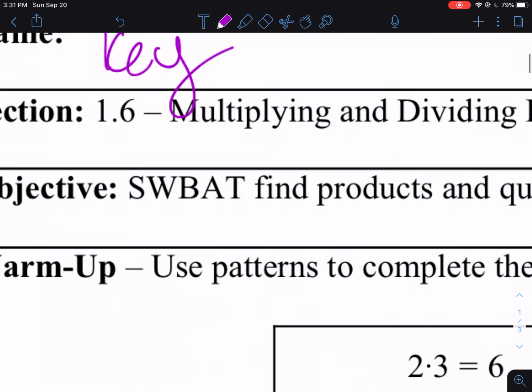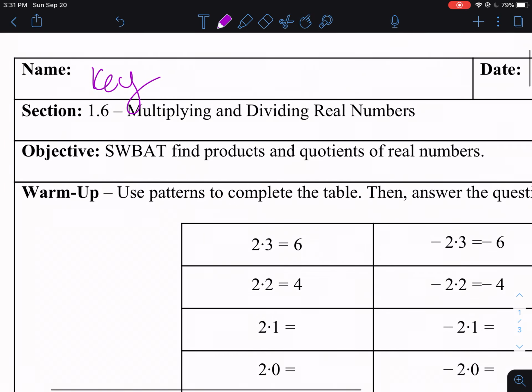Hey guys, welcome to your 1.6 notes on multiplying and dividing real numbers. Multiply and divide. When you think real numbers, just think normal numbers today. By the end of the day, you will be able to find products and quotients of real numbers.